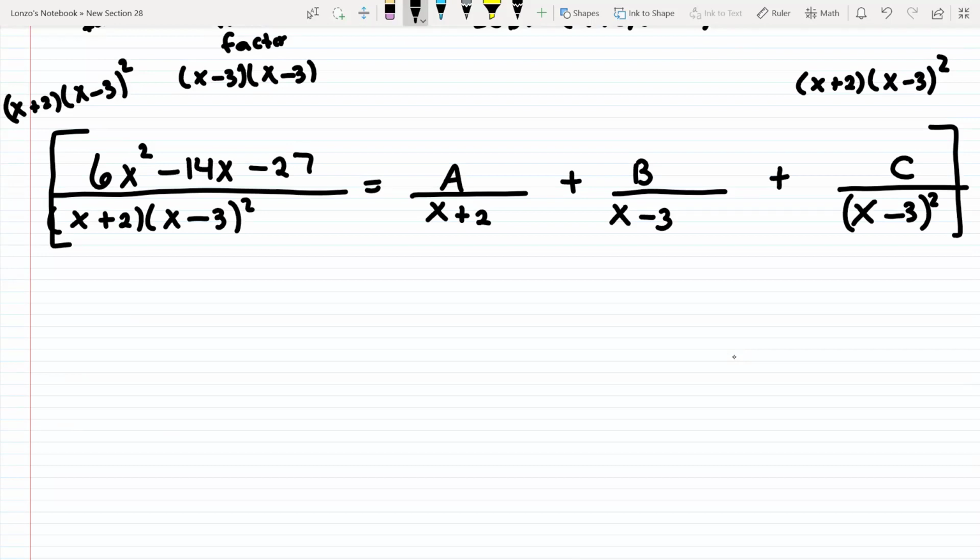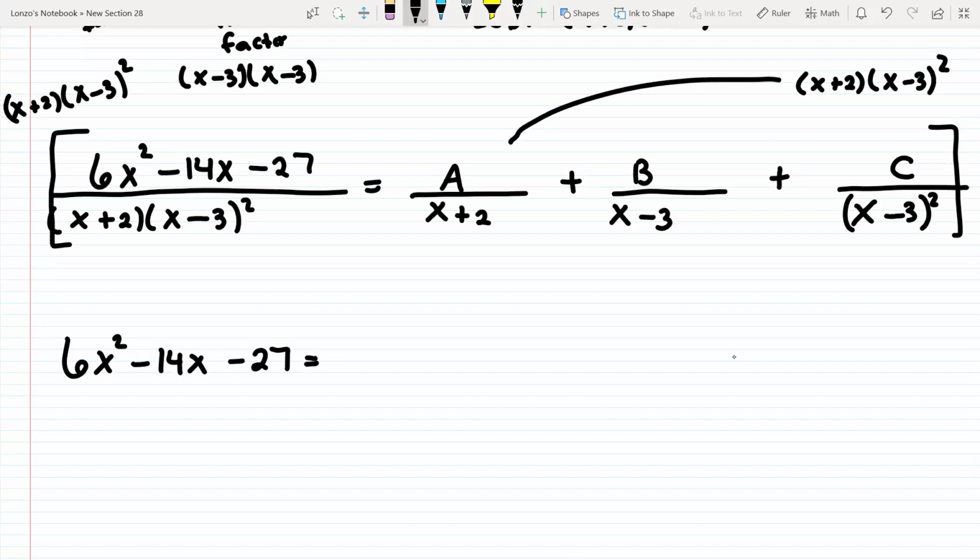Okay, so on the left side, what do you see that cancels? The x plus 2 and the x minus 3 squared. So you're left with 6x squared. And then on the right, so if you multiply this by here, what do you see that's same on the top and bottom? The x plus 2. So the x plus 2 cancels, so you're left with a, and then x minus 3 squared.